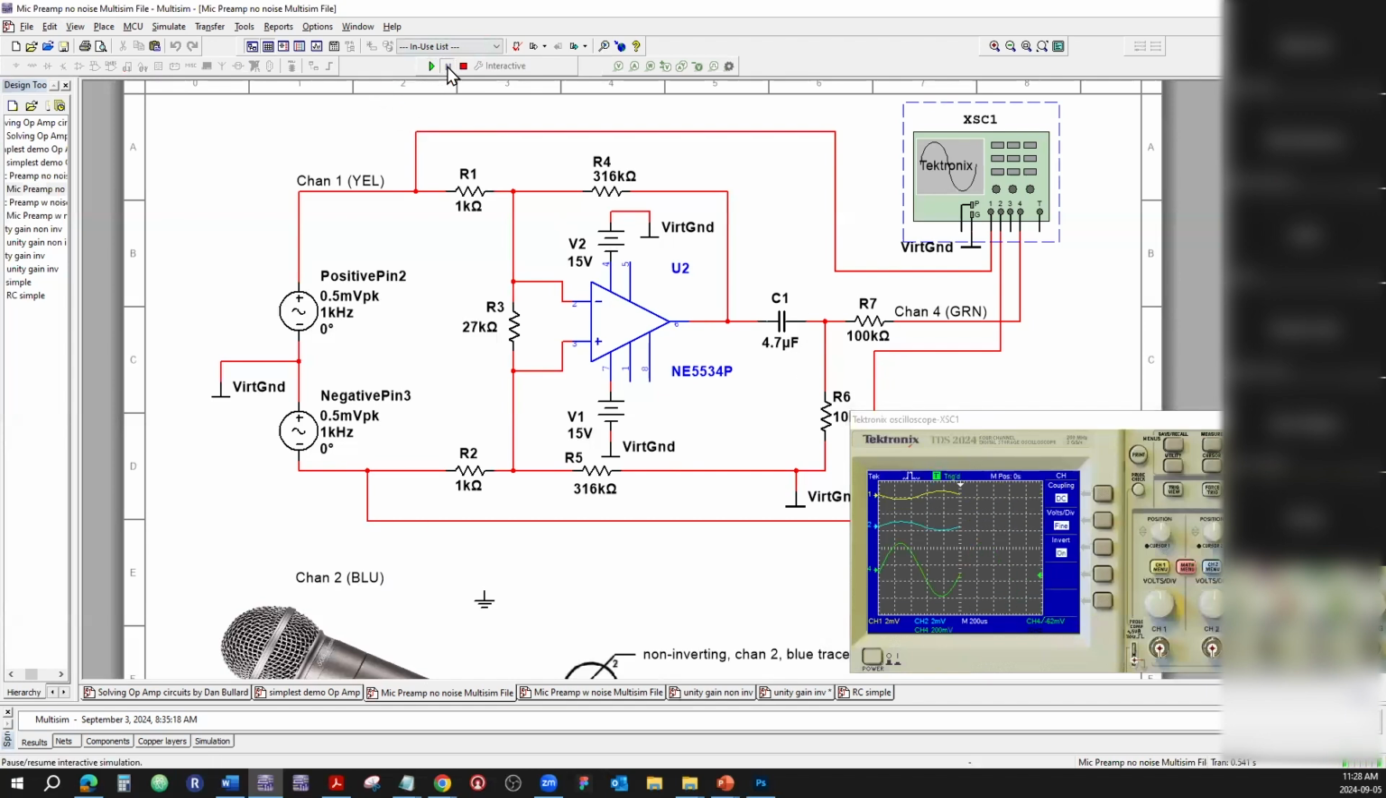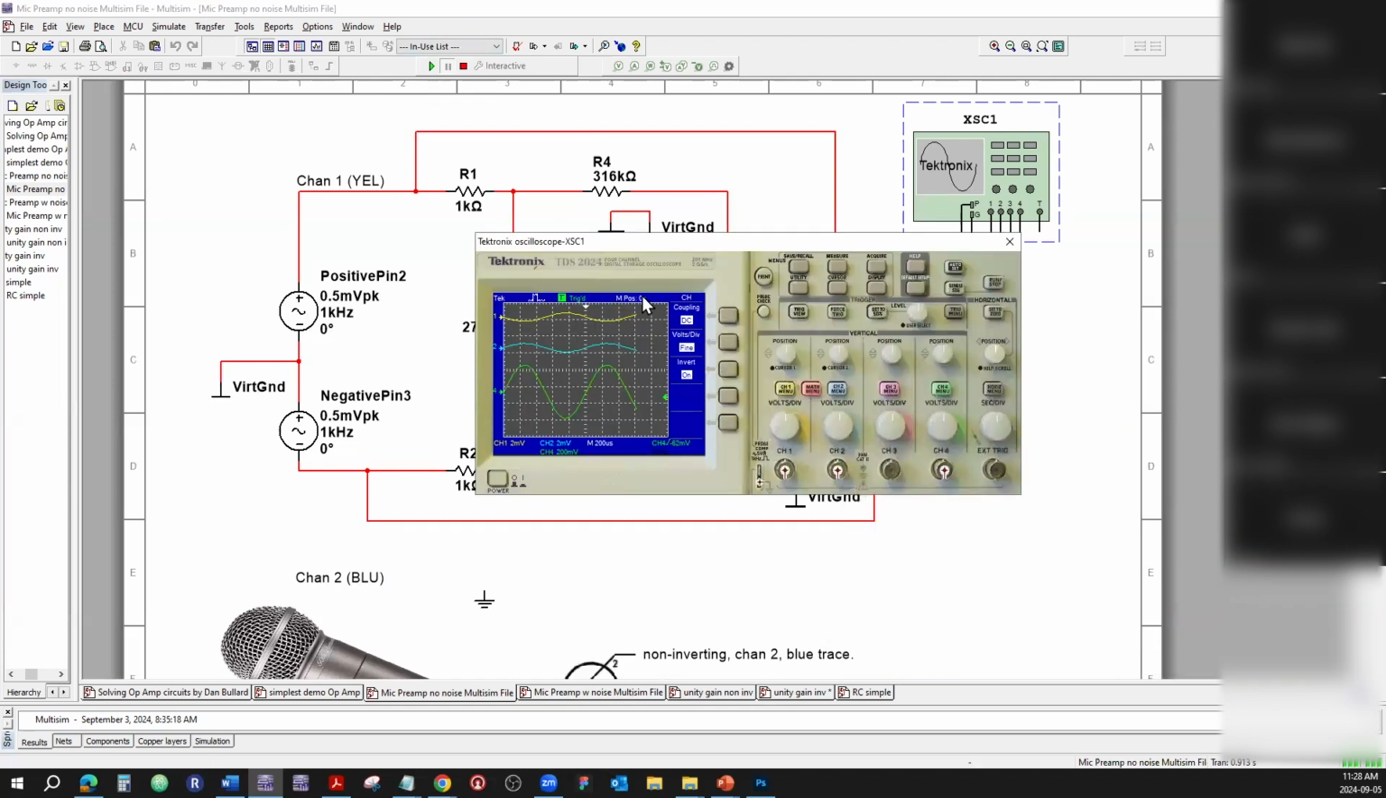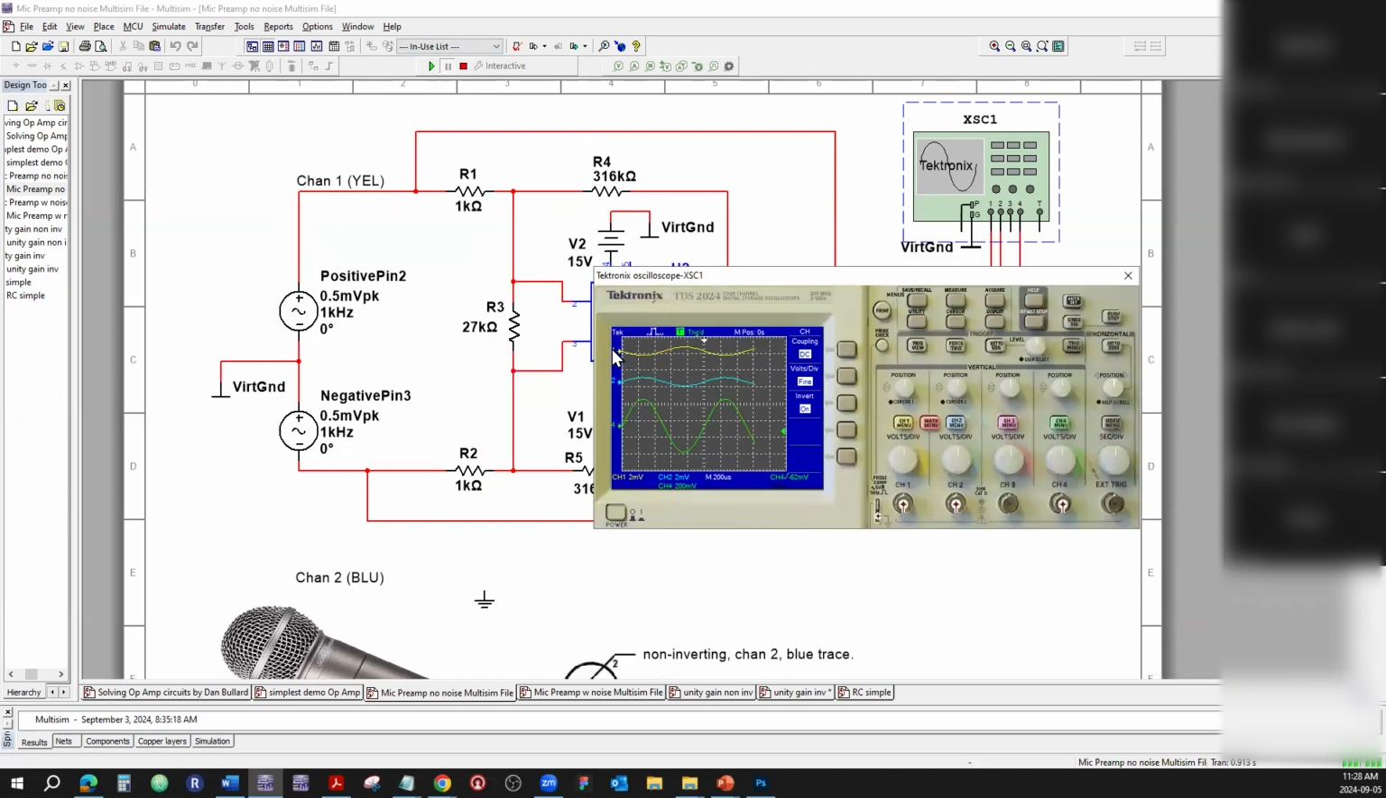I'm going to try to pause it so we can get it better. There we go. That's enough. Look, here's one of the inputs, and here's channel 1, which is yellow. Here is the negative, which is channel 2, the blue.